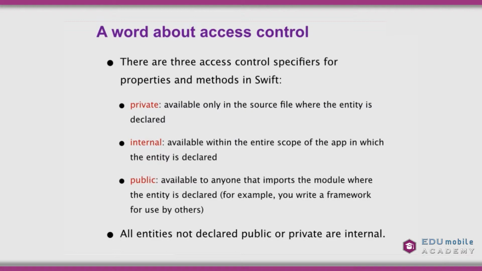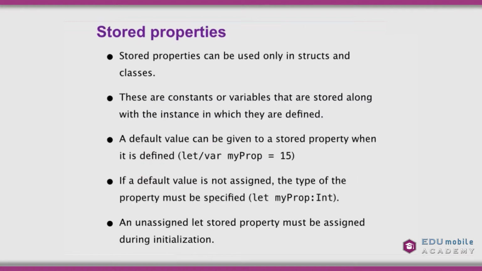All right, so now that we've got that out of the way, let's talk about properties. First of all, there are two fundamental kinds of property. There are stored properties and there are computed properties. Stored properties are only used in structs and classes. So what's a stored property? Well, as its name implies, these are constants or variables, but their value is stored along with the instance in which they're defined. That's all they are. So they go with the thing that they're in.